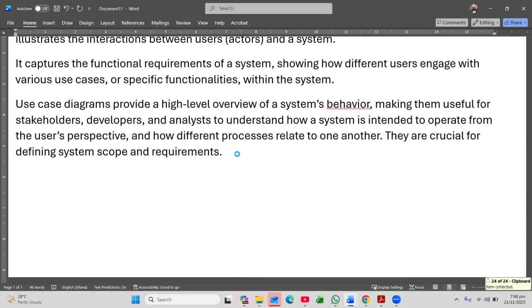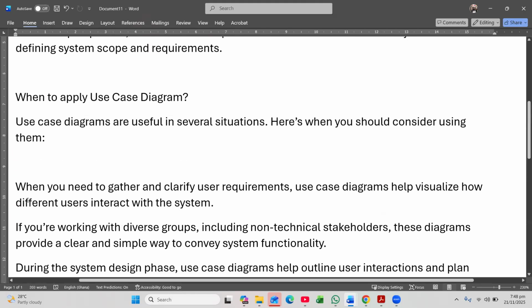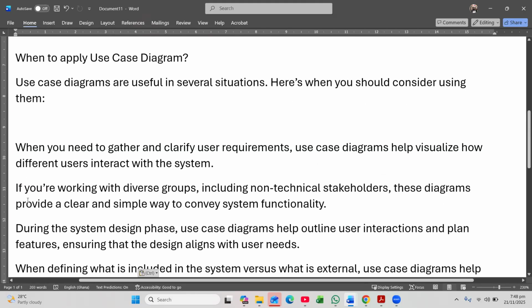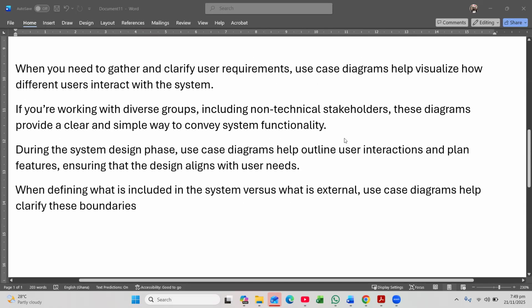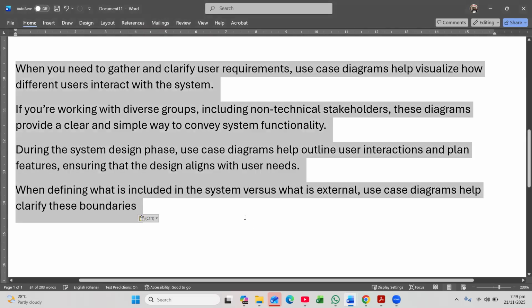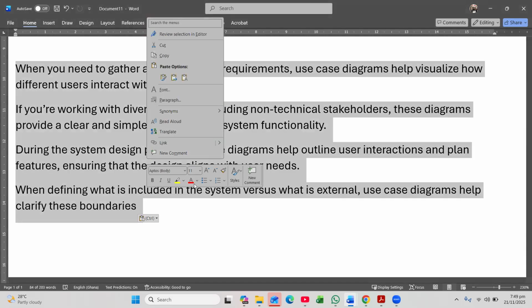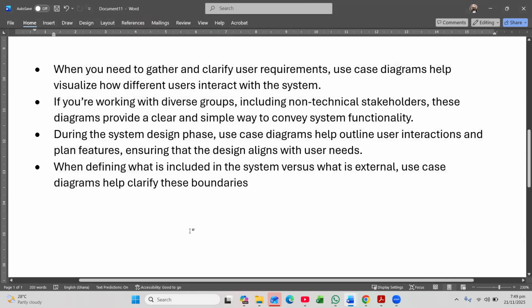So when do we apply a use case diagram? When do we apply it? If I wanted to apply a use case diagram, when will I apply it? Use case diagrams are useful in several situations. Here's when you should consider using them. So if I was a system analyst and I wanted to use a use case diagram, these are the particular scenarios which will allow me to use these kinds of diagrams.